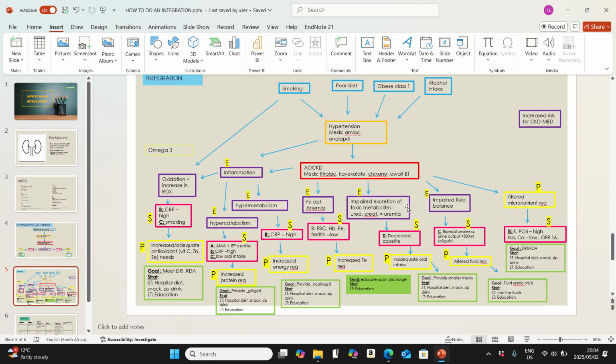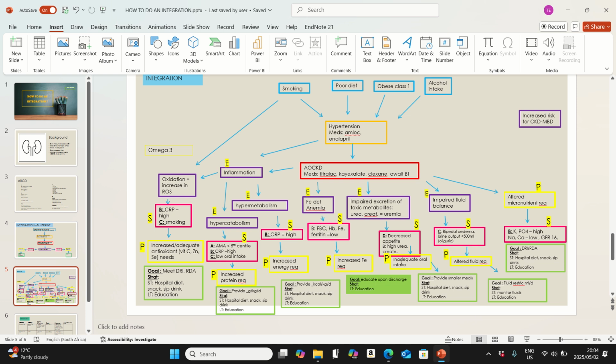The next best statement we look at, yes, the impaired excretion of toxic metabolites, so your urea and creatinine, or you can say uremia, right? So that's the etiology. And the signs and symptoms would be then the decreased appetite, but also I did not add in the biochem, so the high urea and creat. Okay, so that's important to add that in.